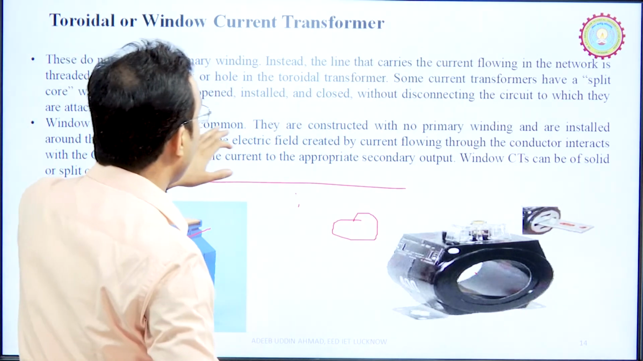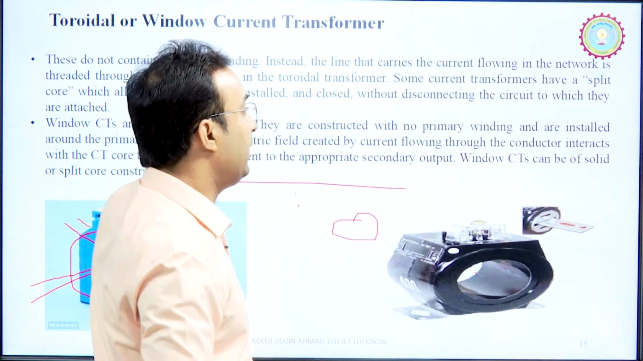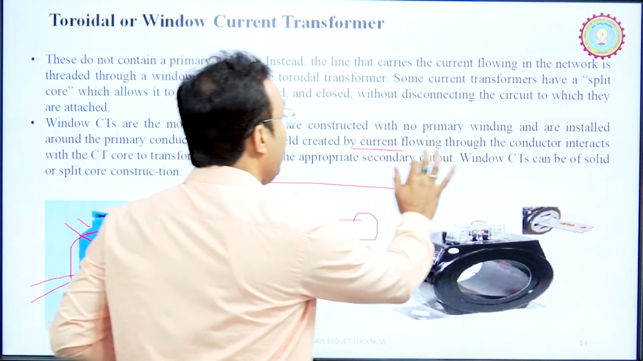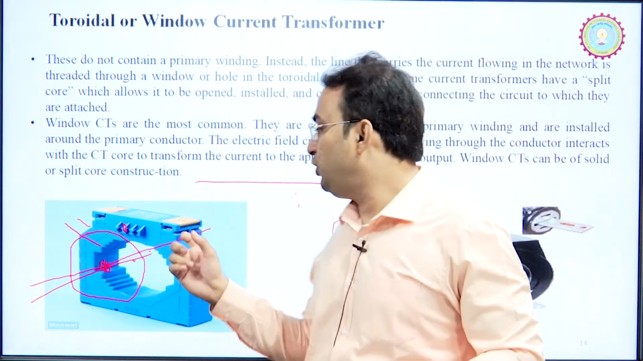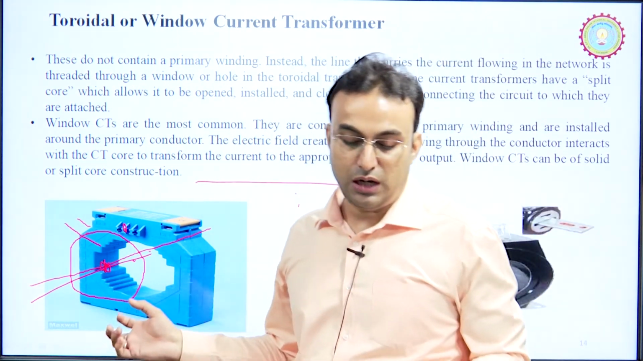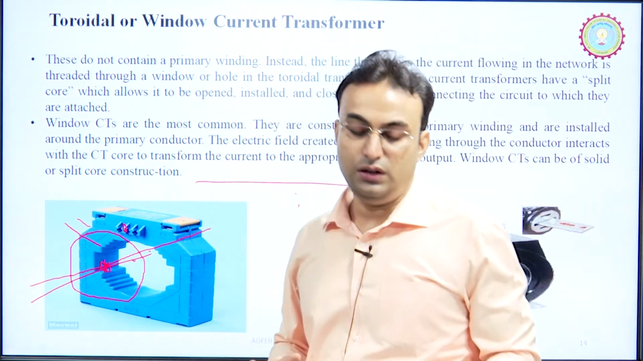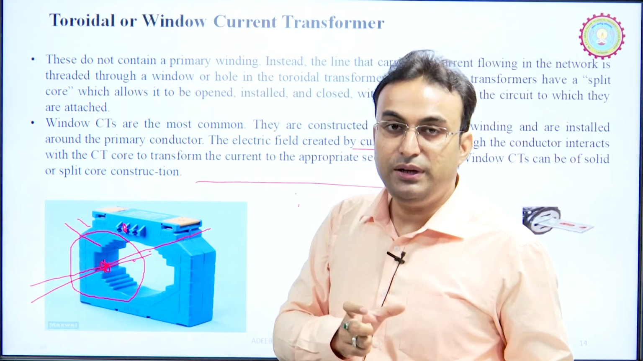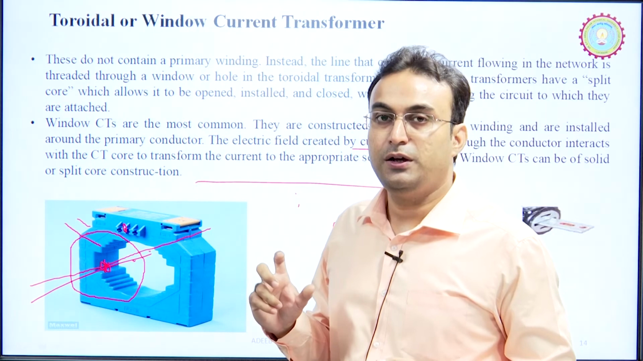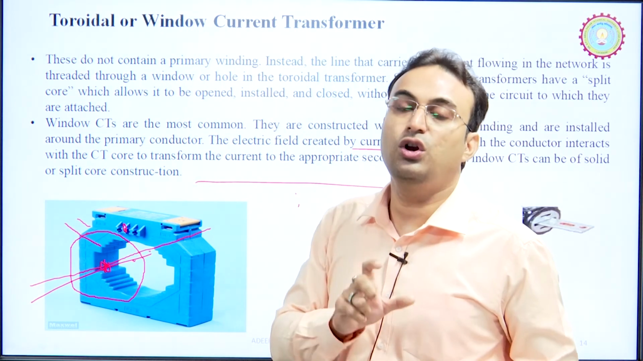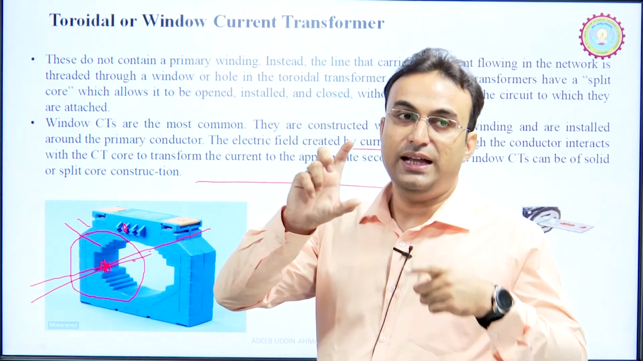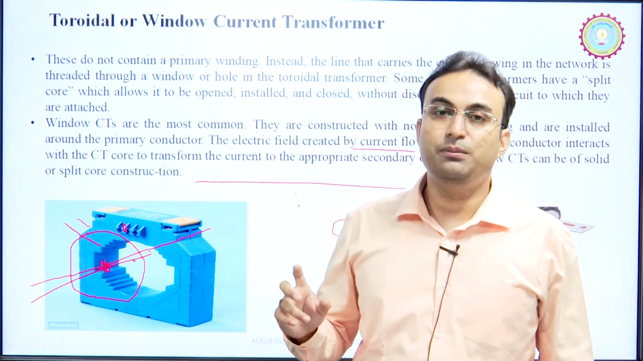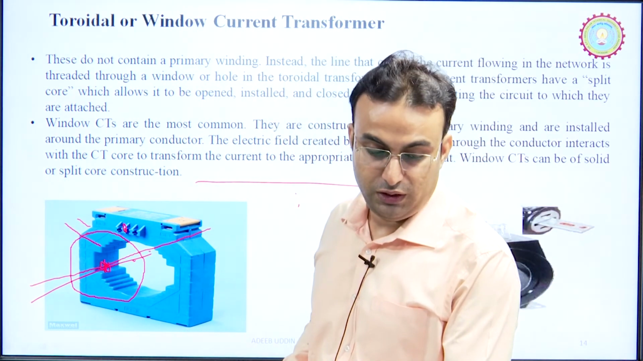The window CTs are the most common, they are constructed with no primary winding and installed around the primary conductor. The electric field is created by the conductor, and this field is measured by this window type of CT, and the window type of CT will give you the current of the transformer. Some measuring devices also, we have some multimeters having such a principle, with no physical connection or electrical connection. We have some clip, and this clip is fixed on the current carrying conductor. So, these multimeters will also give the reading of the current.